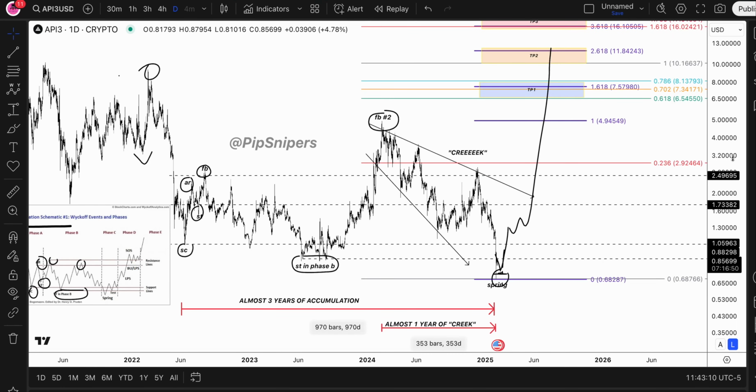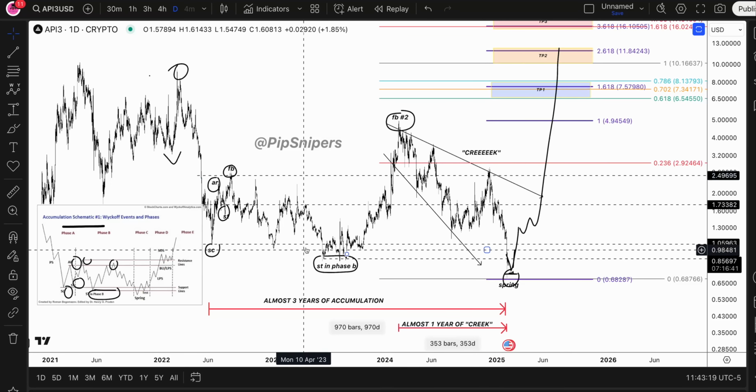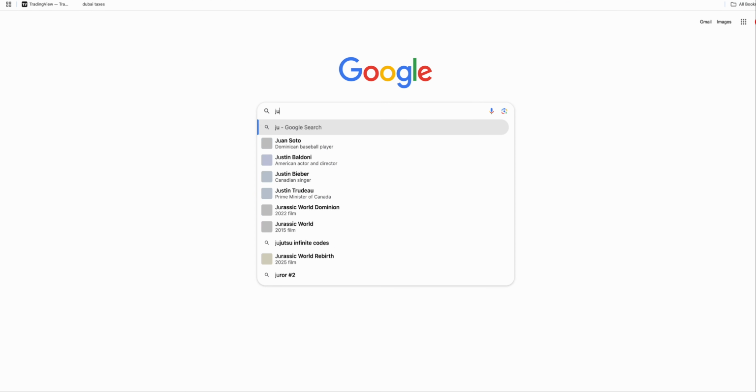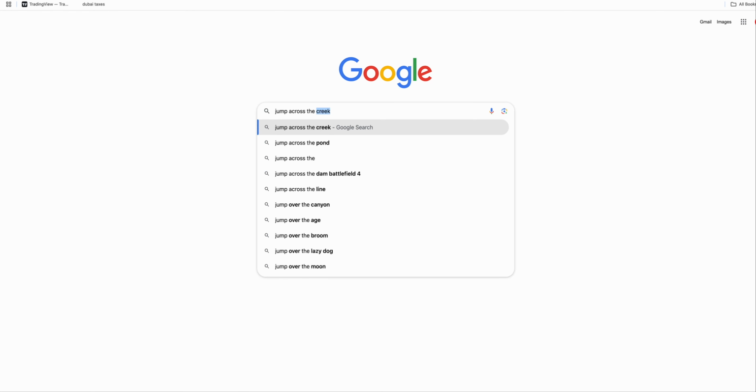Okay, so this is what a jump across the creek looks like. You have your creek, and it's very apparent, especially if it's in a broadening wedge formation. So I'll show you what I mean. Like, this is your jump across the creek, Wyckoff.